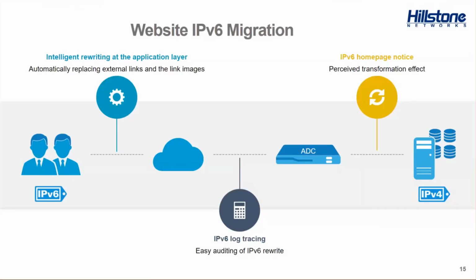Traceability and forensics are also especially important in this environment. Usually an IPv6 log is required, and Hillstone ADC can also provide app layer log tracing with local database storage. And if needed, you can export this to other devices for security auditing.